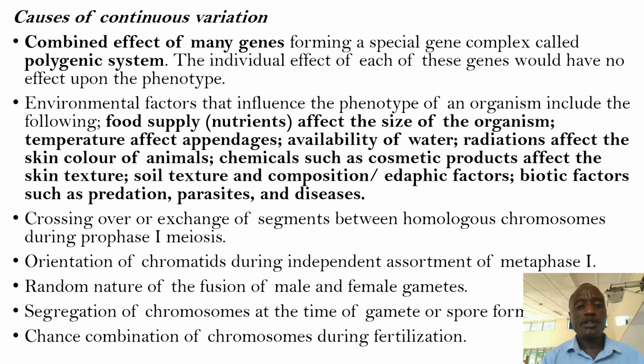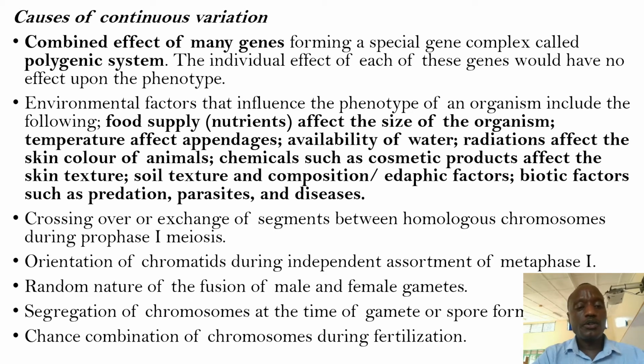Temperature affects appendages, availability of water. Radiation affects the skin color of animals. Chemicals such as cosmetic products, especially lotions, mukologo, colorites. Those are dangerous cosmetic products because they have a negative effect on our skin. Soil texture, composition, edaphic factors, biotic factors, especially predators, parasites, and diseases. So all these environmental factors can also trigger continuous variation in a population.